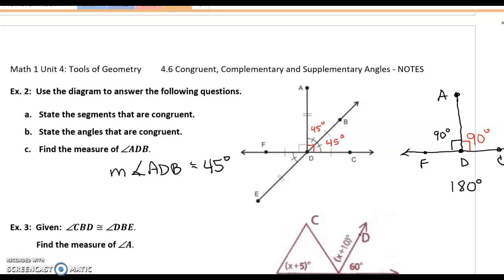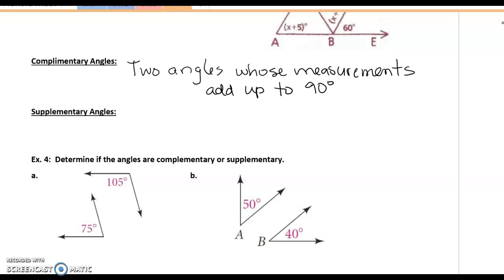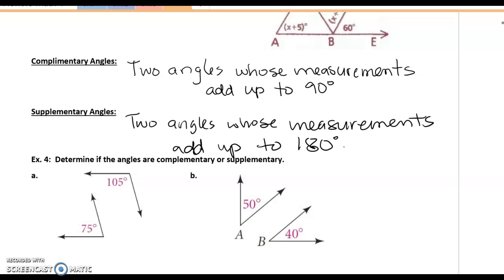Okay, so that makes angle ADB measure 45. Let's move down to the next section dealing with complementary and supplementary angles. Complementary angles are two angles whose measurements add up to 90 degrees, while supplementary angles are two angles whose measurements add up to 180 degrees.